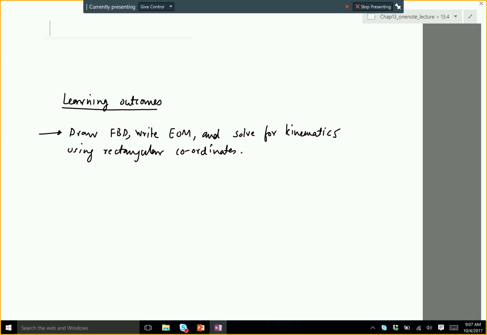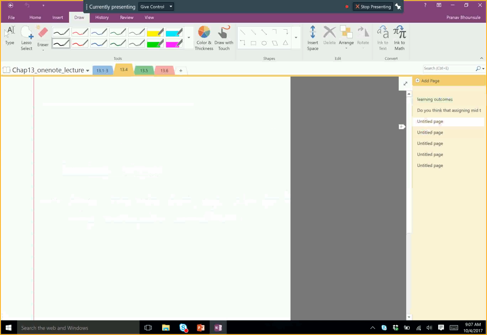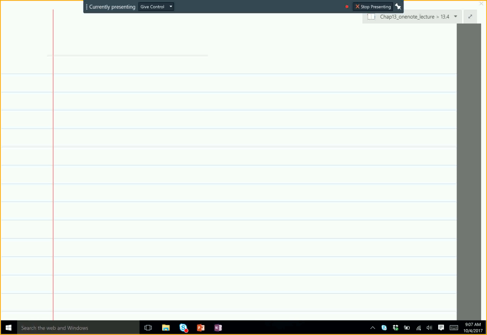Okay, so this is basically nothing new. It's a continuation of what we did last time. I'm going to just review what I said last time, which is how do you solve problems involving forces. So the first thing is draw the FBD. Second, use equations of motion.